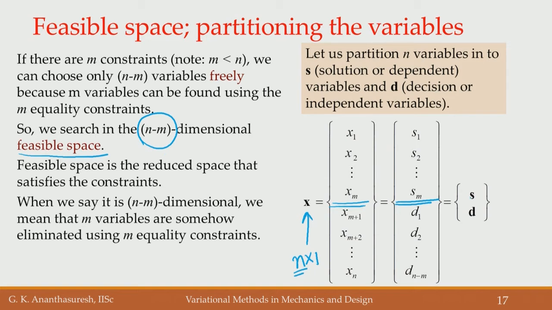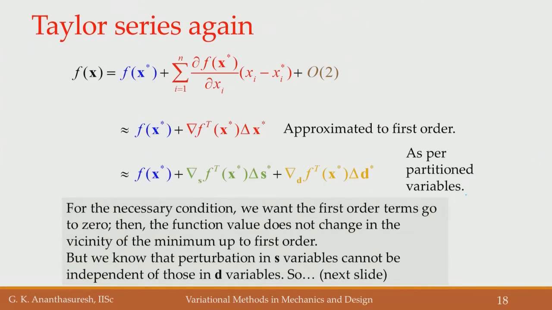So this x is now partitioned into S and D. We use S here because these are like solution variables, we call them solution variables. These D are decision variables. They are independent because we can freely specify n minus m variables. Once we know them, using the equality constraints we can find the other ones. So we have partitioned this x into S and D: solution variables S, decision variables D.